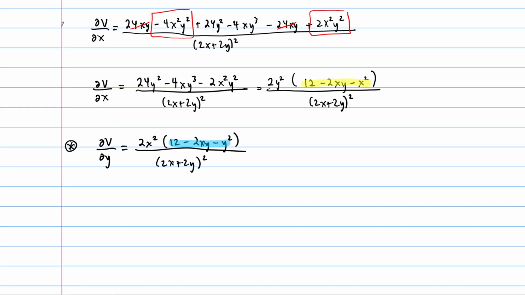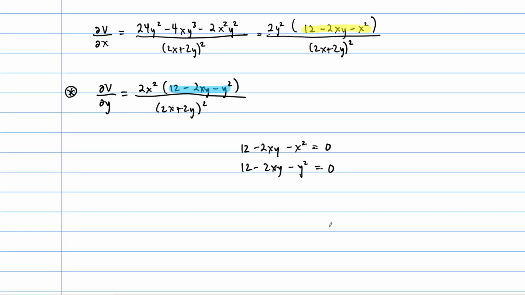So we obtain, at this point, that 12 minus 2xy minus x squared should equal 0, and 12 minus 2xy minus y squared should be equal to 0. And look what happens if we subtract these equations, right? So we have two equations, two unknowns. Subtract them, and what do we get? We get that x squared has to equal y squared.